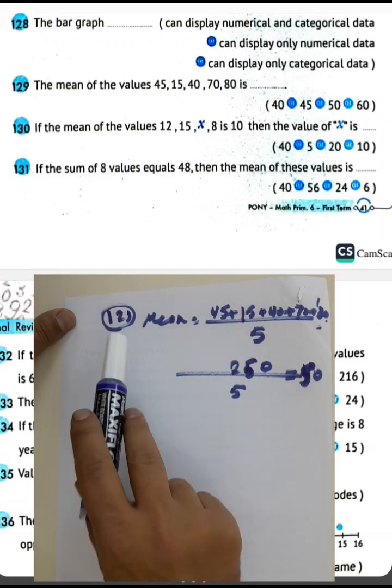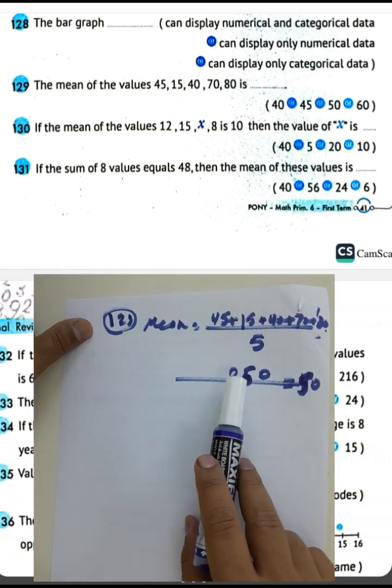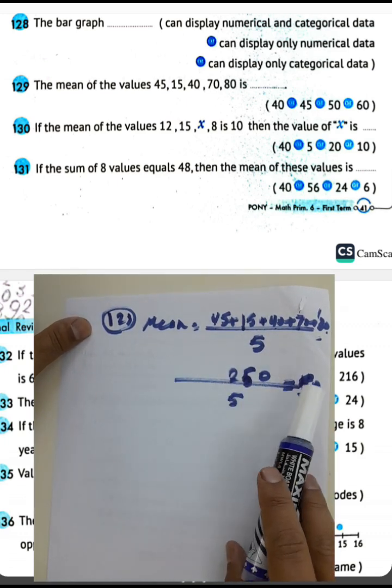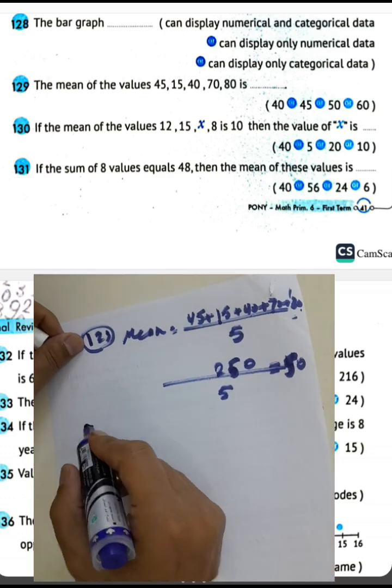Question 129, we can find the mean: sum of all values divided by the number of values. The sum of them is 150 divided by 5, the result will be 50. Question 130.